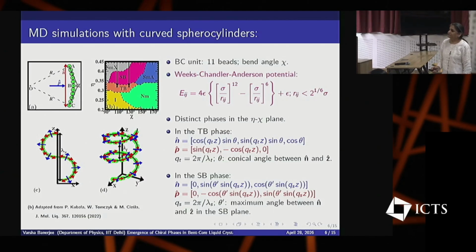Now these n and p are vectors that one can write in terms of the pitch of each of these chiral objects that are formed. Here, for example, lambda s is the pitch of the splay bend, and lambda t is the pitch of the twist bend structure. One can completely define n and p in terms of the pitch and the conical angle between n and the z-axis.